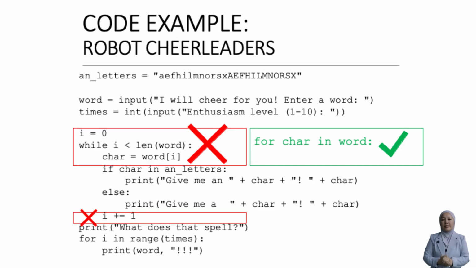The program flow is this. First, it gets a word from the user and an enthusiasm level. Then it iterates over each char in word. For each character, it checks if char in an_letters. The in keyword is a beautiful membership test. It returns true if char is found anywhere in the an_letters string. If true, it prints something like 'Give me an A', otherwise 'Give me a B'. The enthusiasm level could control a loop that repeats the cheer. This example ties together string iteration, membership testing with in, user input, and conditional logic. It's a small project that feels complete and demonstrates real-world string processing.